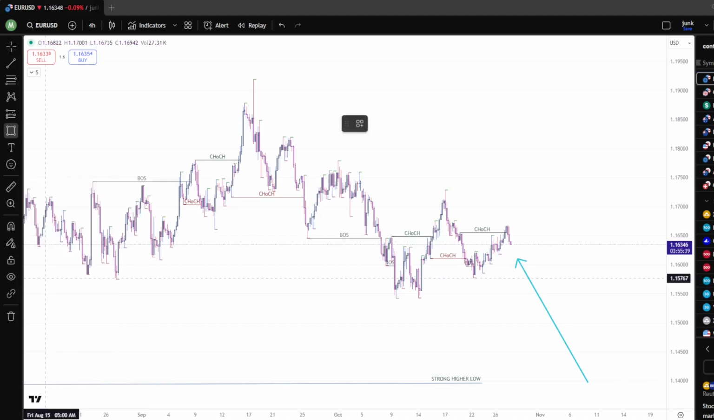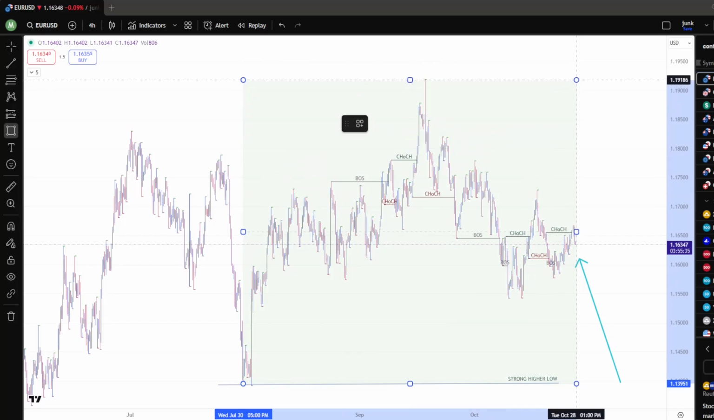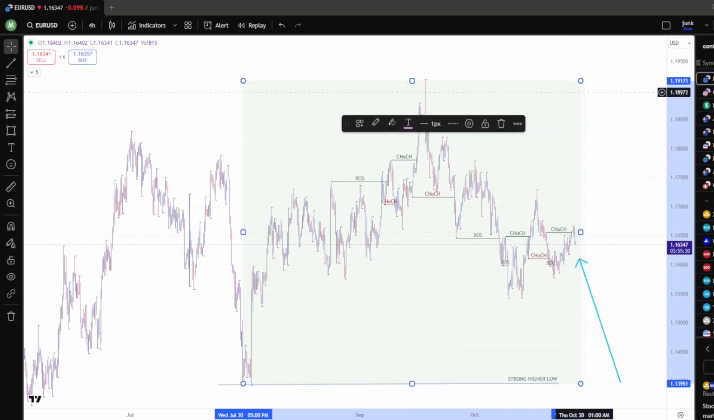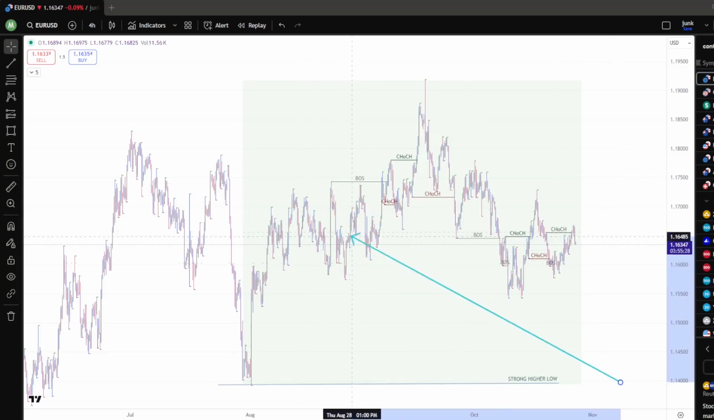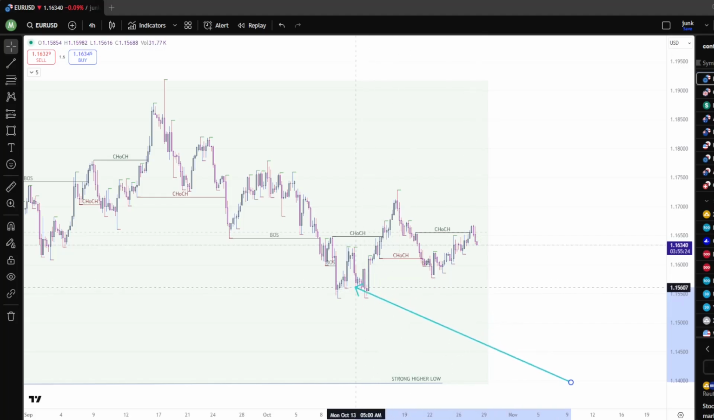We take a look at the US dollar pairs in the Forex market. Today, we'll start by taking a look at Euro USD on the 4-hour chart. Now, of course, this range goes all the way back into August. Of course, this was the previous consolidation area.